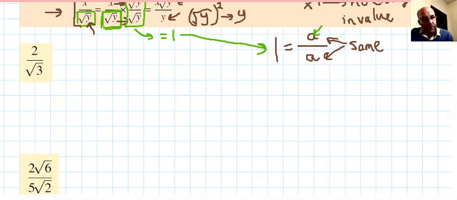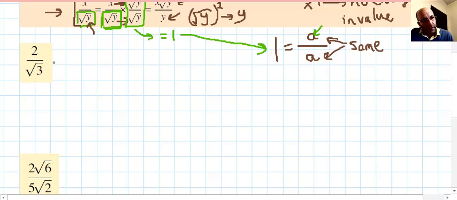Let's look at an example. We've got 2 over root 3. Okay, so we need to multiply that by 1. We're going to choose root 3, which is on the denominator, times it by root 3 over root 3. The numerator is going to be 2 times root 3, or 2 root 3. The bottom is going to be root 3 squared, which is just 3. So that's rationalized now.